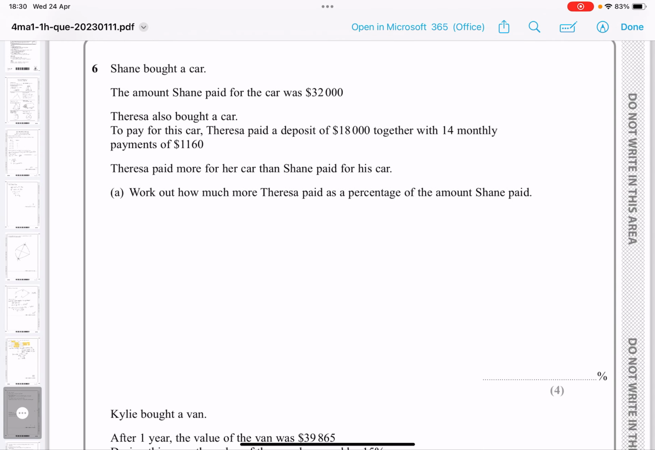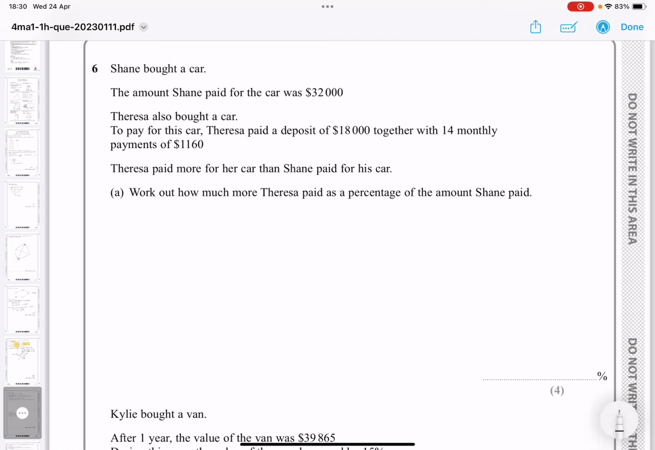Next question. Shane bought a car. The amount Shane paid for the car was $32,000. Teresa also bought a car. To pay for this car, Teresa paid a deposit of $18,000 together with 14 monthly payments of $1,160. Teresa paid more for her car than Shane paid for his car. Work out how much more Teresa paid as a percentage of the amount Shane paid.